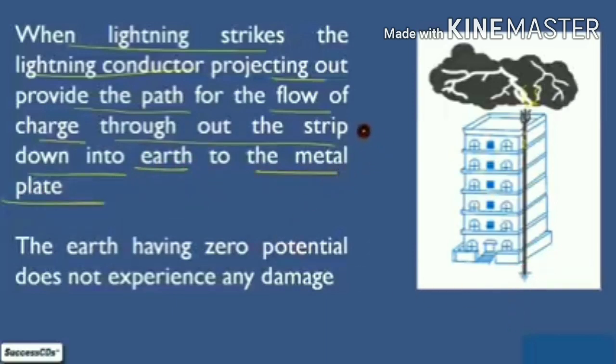Here is a metal plate, and suppose, children, these are the spikes. The lightning is received by the spikes, and through the metallic rod it goes to the metal plate, and from the metal plate it goes inside the earth. With the help of this figure you can understand easily that lightning is received by a lightning conductor and it easily goes to the earth without causing any damage to the building. And the earth, having zero potential, does not experience any damage.